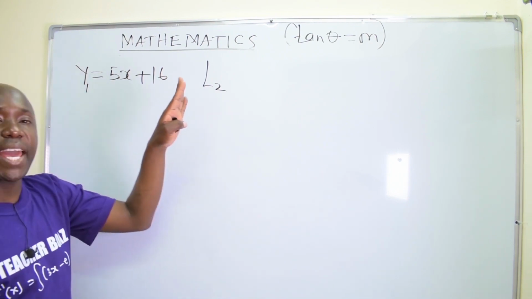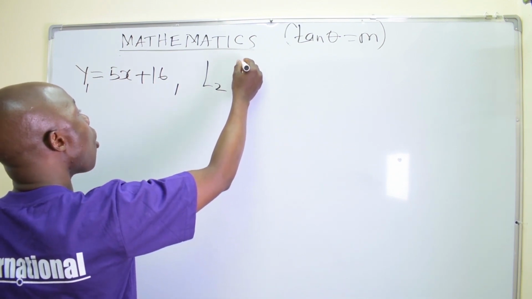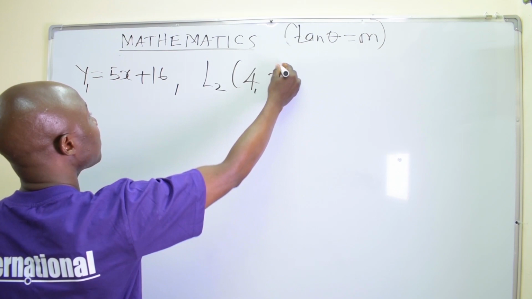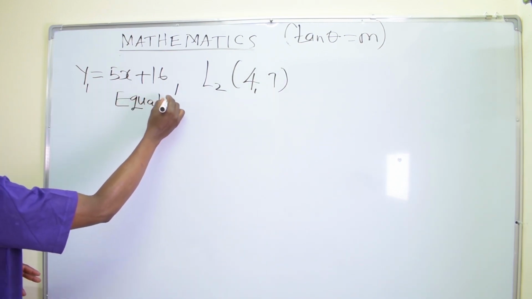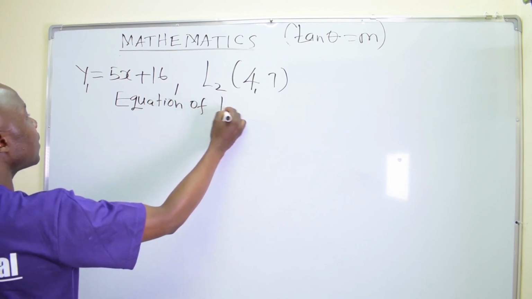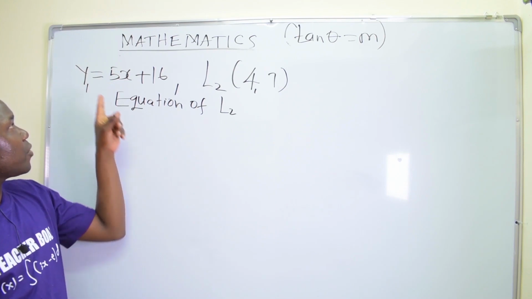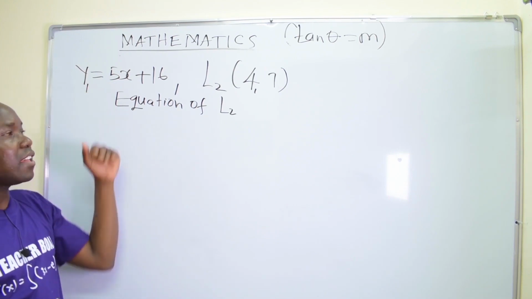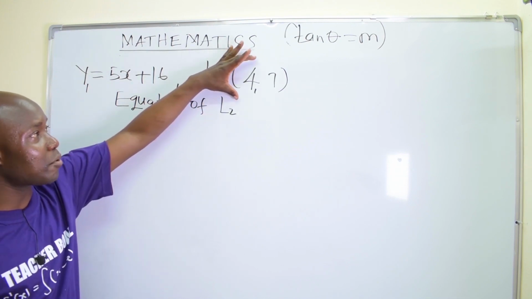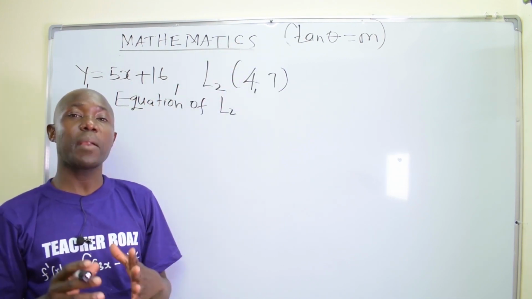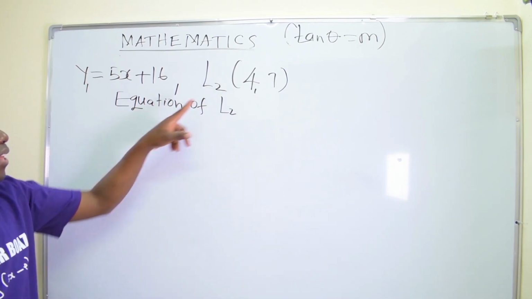It is perpendicular to line 2, and line 2 passes through the coordinates (4, 7). Then they ask you, find the equation of line 2. And I repeat, if they give you a line, then they tell you that line is perpendicular to another line whose equation is not known, as long as they have provided you with one pair of coordinates of where that perpendicular line passes, you can find the equation of that line.